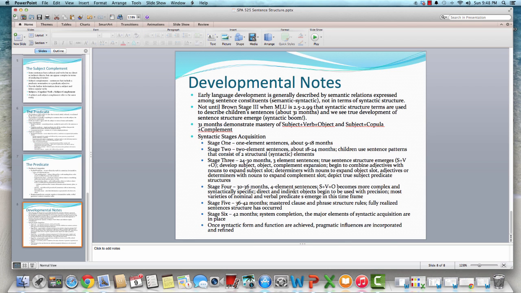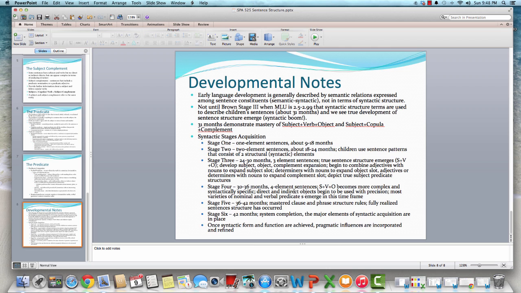not in terms of syntactic structure. In other words, when children are very young, really about Cecile's age, you talk about it in terms of semantic type rather than syntactic structure. We're still talking about nouns and verbs and adverbs and adjective development. But when the children move into Brown stage 3, when MLU is about 2.5 to 2.99, syntactic structured terms are used to describe children's sentences around 31 months. So this is going to be Cecile, and let's see, she's 20 months now. It's going to be almost a year from now before Cecile reaches that stage of the syntactic boom.